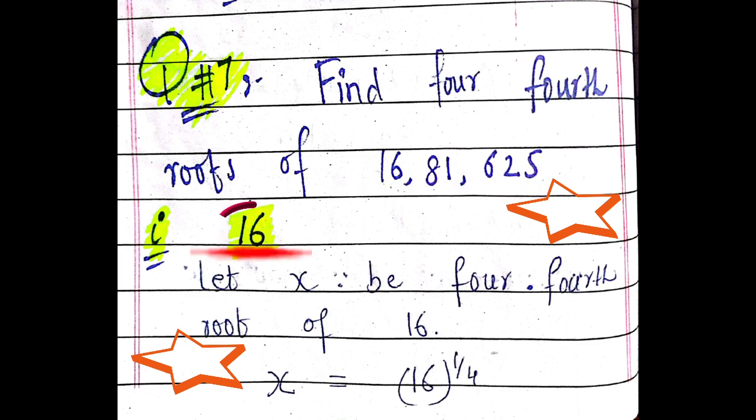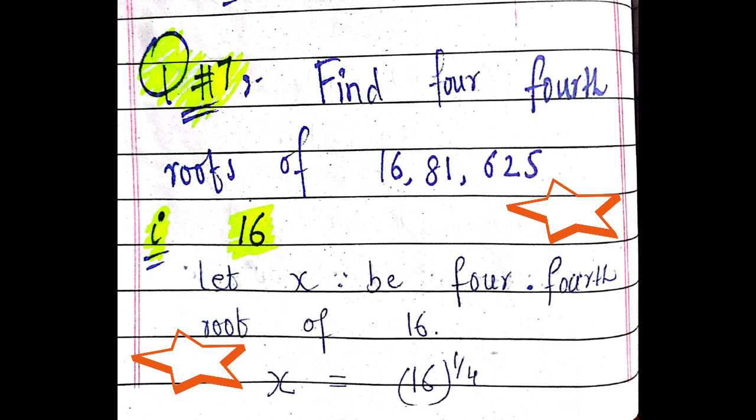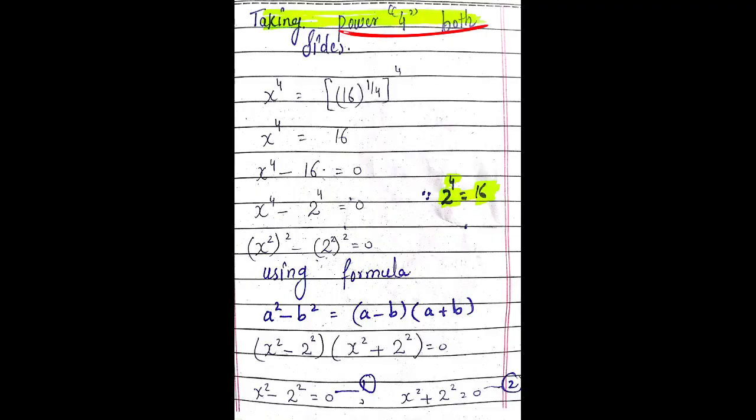We have to find the fourth roots of 16. Suppose x is the fourth root of 16. This means x is equal to 16 whole power 1 by 4. Then, taking power 4 on both sides, x power 4 is equal to 16 power 1 by 4, whole power 4. Then 4 power 1 by 4 multiply, just 16 remains.